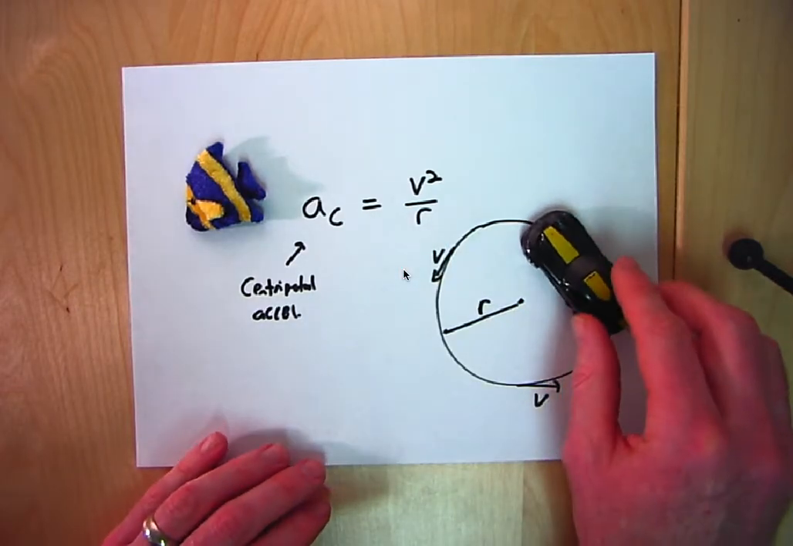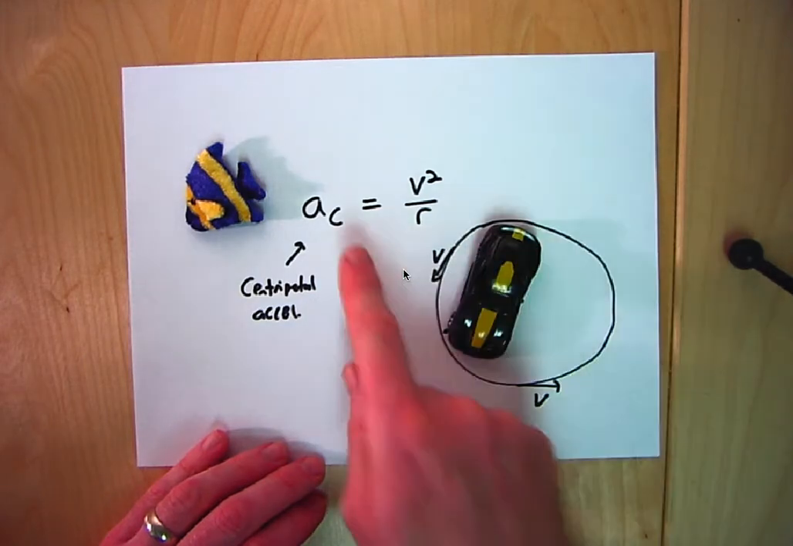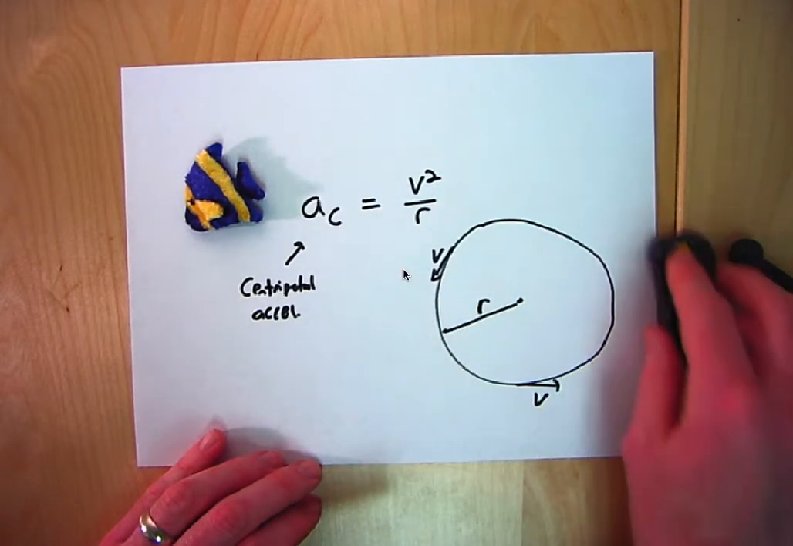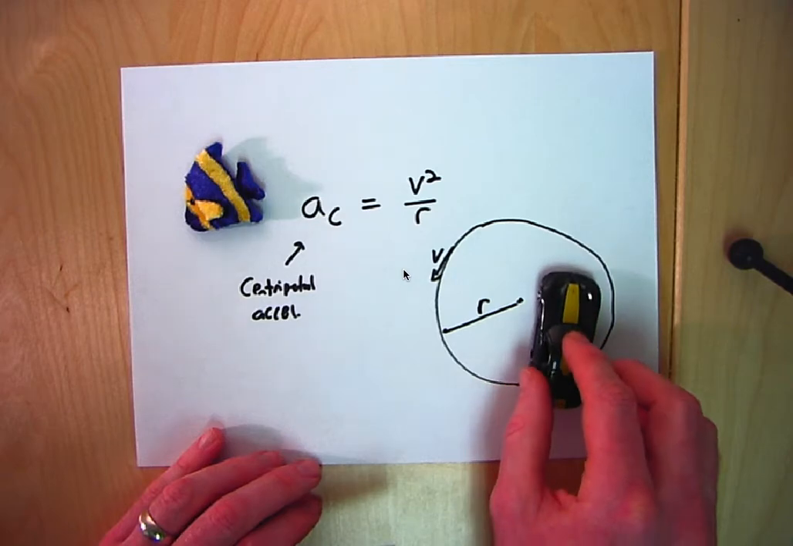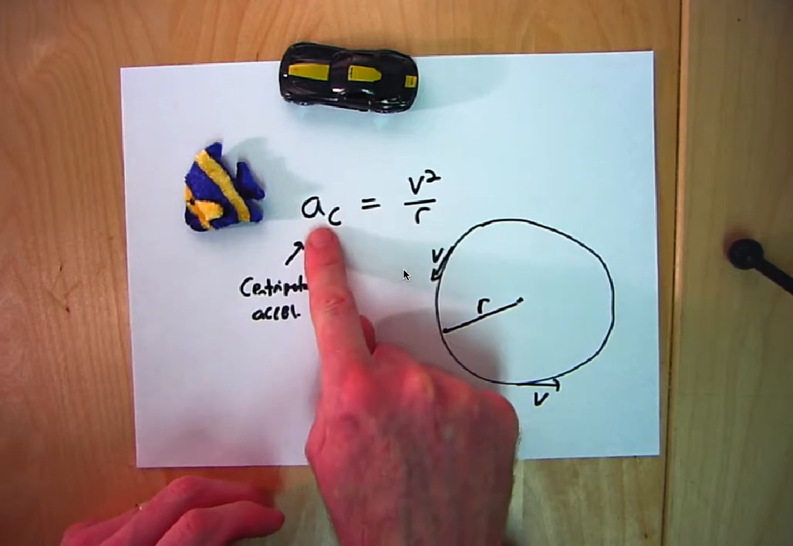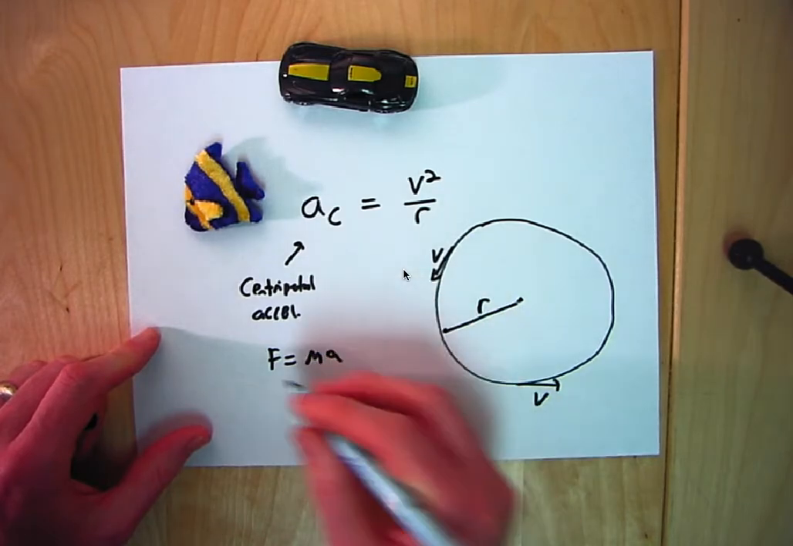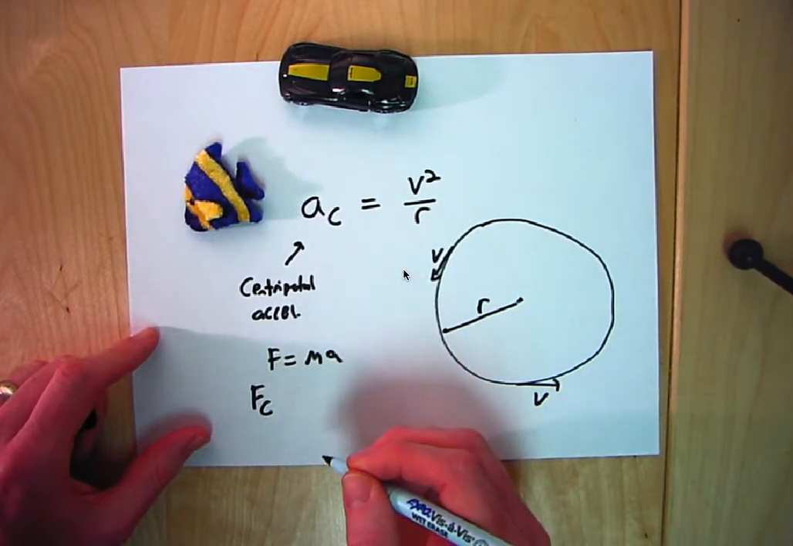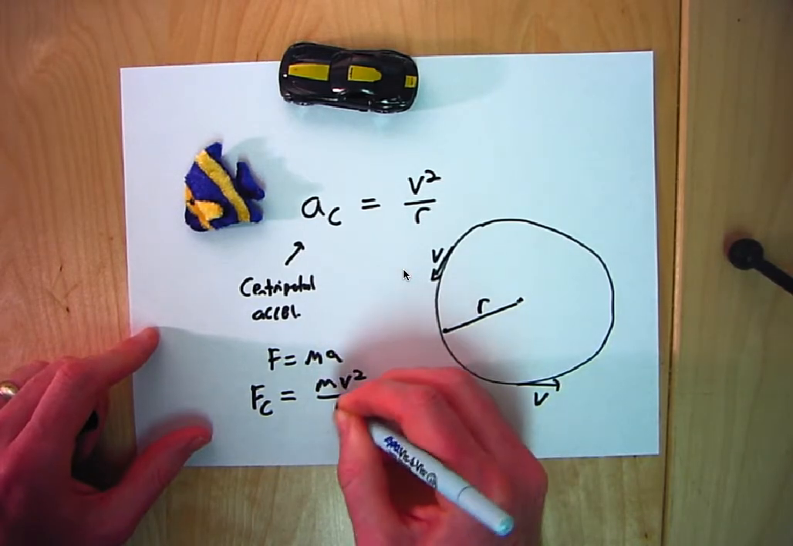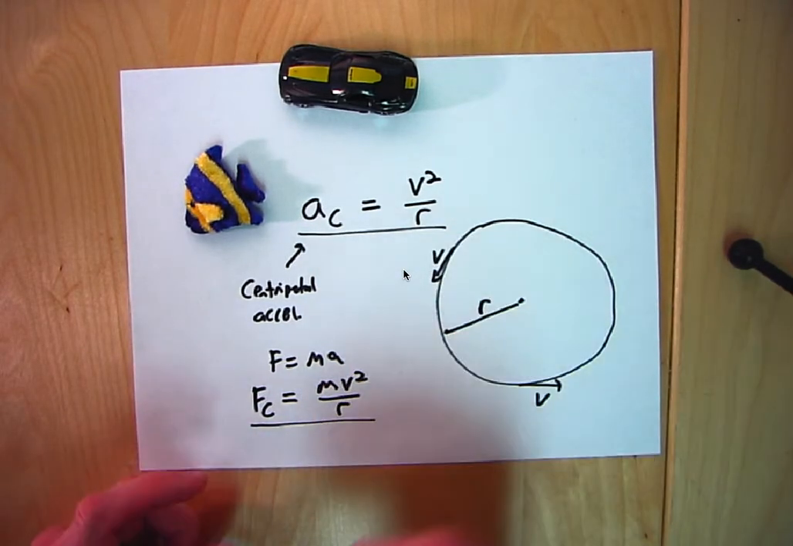So all things being equal, if you have the same velocity and you're going around a tighter corner, you're going to have a higher centripetal acceleration. If you have the same velocity and you're going around a bigger corner, you're going to have a lower centripetal acceleration. What that means is it's actually harder to make a sharp turn than it is to make a really, really wide turn. We can use Newton's second law, F equals ma, to write a formula for centripetal force, which is m times v squared over r. So there's a formula for centripetal force, and there's a formula for centripetal acceleration.